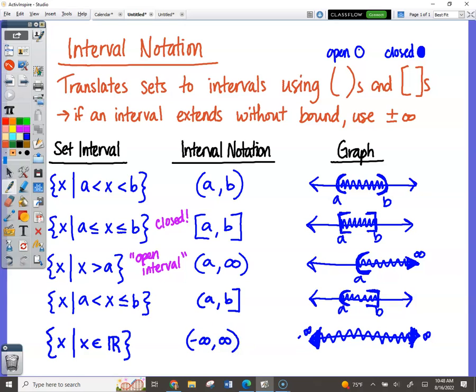And you have to use parentheses. Can you put brackets on that? No, you cannot. If you put a bracket on infinity, it means that you are touching infinity. Infinity is not a number. Infinity is a direction of counting. Okay, it's not an actual number. You cannot reach infinity. It's just saying, hey, keep going. Or if it's negative, keep going that way.